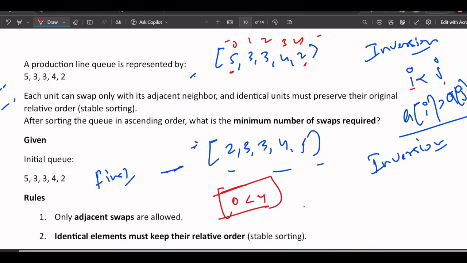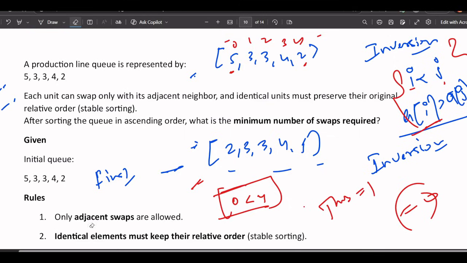That means they are not sorted, right? Whenever i is less than j and a of i is greater than a of j, that means the array is not sorted. Because if you take any sorted array, the inversion count will be 0, because there will be no element where i is less than j and a of i is greater than a of j. You can take this example. So we count the inversion as 1 when this condition happens, and it will solve our problem.